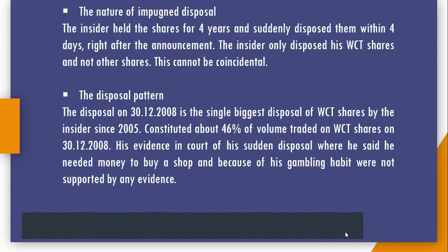The nature of the impugned disposal: he had been holding the shares for 4 years, and suddenly disposed of them within 4 days, right after the announcement. This nature cannot be a coincidence. The insider only disposed of his WCT shares, and he did not dispose of his other shares. Why? This explains that it cannot be coincidence.